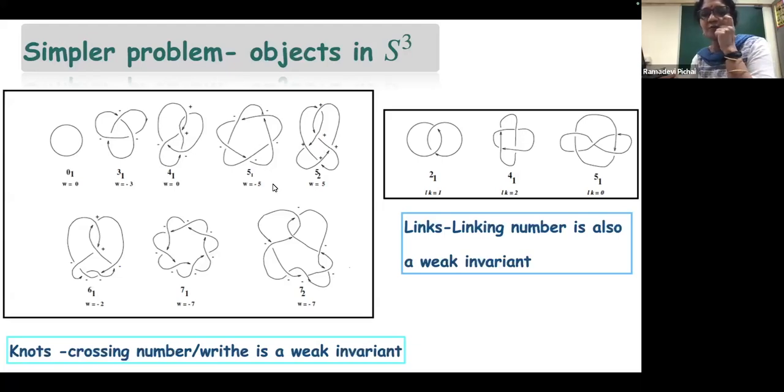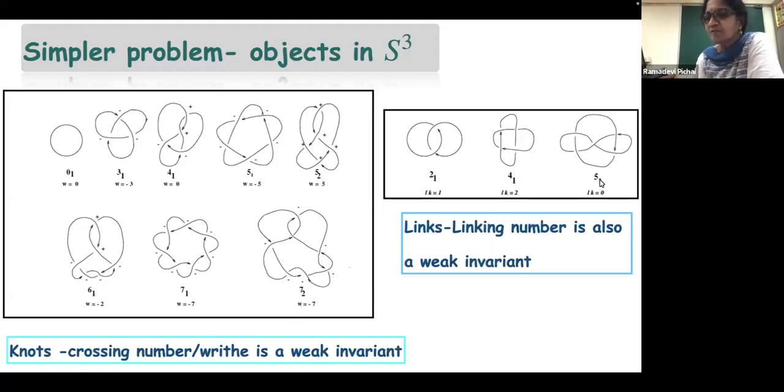But 5-1 and 5-2, if you take the mirror image of this, those two will have the same crossing number, but I know they are topologically inequivalent, yet they share the same crossing number. So in that sense, we call this mathematical quantity a weak invariant.